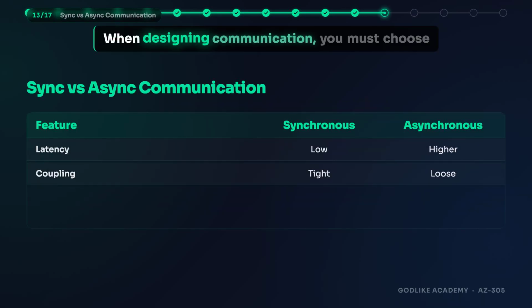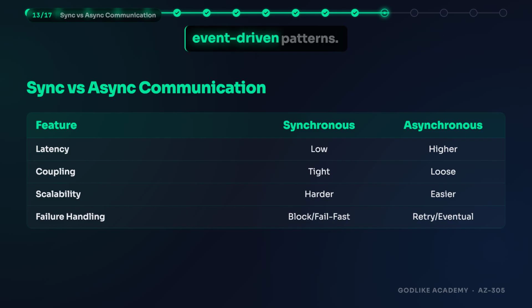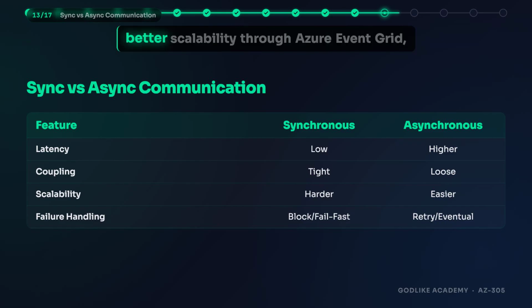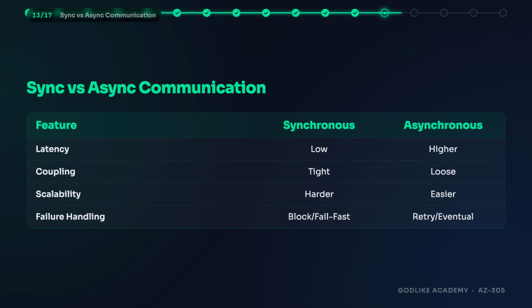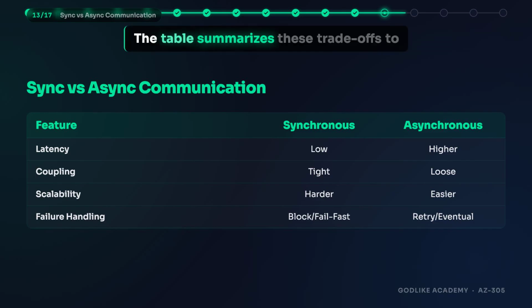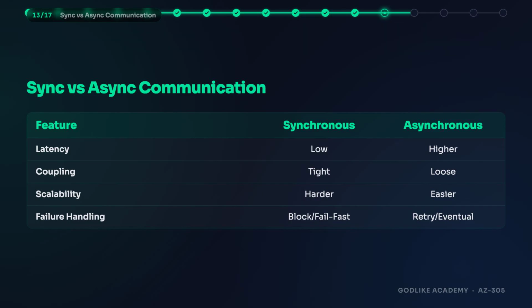When designing communication, you must choose between synchronous REST calls and asynchronous event-driven patterns. Synchronous calls offer low latency but create tight coupling and can block threads during failures. Asynchronous communication provides loose coupling and better scalability through Azure Event Grid, though it introduces eventual consistency challenges. The table summarizes these trade-offs to help you decide the right approach for your use case, ensuring you avoid performance bottlenecks during peak application load.